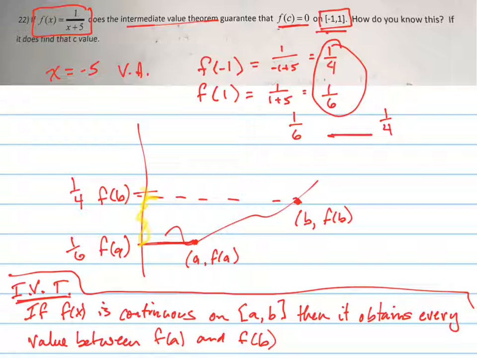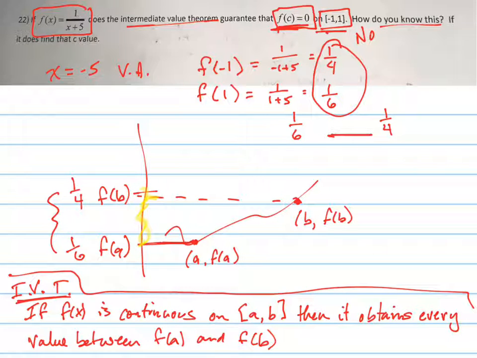So the question is, does f of c equal 0 based upon the intermediate value theorem? Is there going to be some value where it equals 0? Does the intermediate value theorem guarantee that? It doesn't, because 0 isn't between 1/4 and 1/6. If one of the values was negative and one of them was positive, we could say yes, it guarantees one, but it does not. So the answer is no.